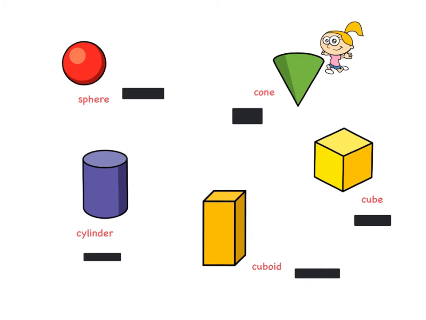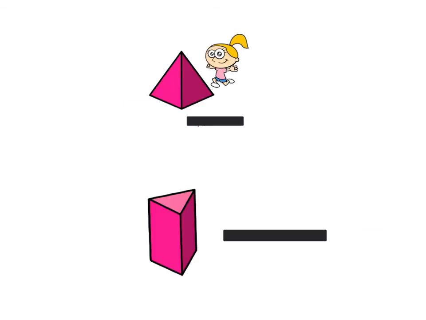Okay, well done Year 2 if you did remember some of the names of these 3D shapes. Okay, what about these 3D shapes as well? Do you know their names? Okay, let's take a look at the one at the top to begin with. This one is called a pyramid. We know it's a pyramid because we've seen pyramids in Egypt.